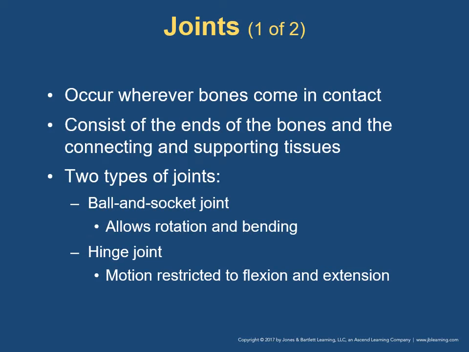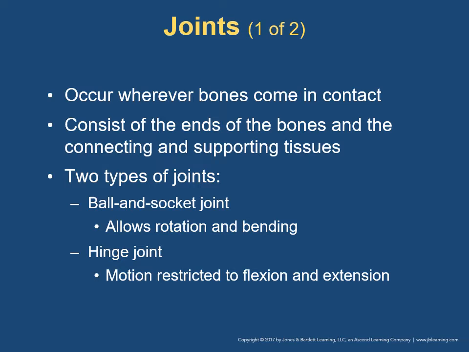Joints occur whenever bones come in contact. They consist of the ends of the bones and the surrounding connecting and supporting tissues. A symphysis is a joint with a slight limited motion in which the bone ends are held together by fibrous tissue. The bone ends of a joint are held together by fibrous sacs called a joint capsule.